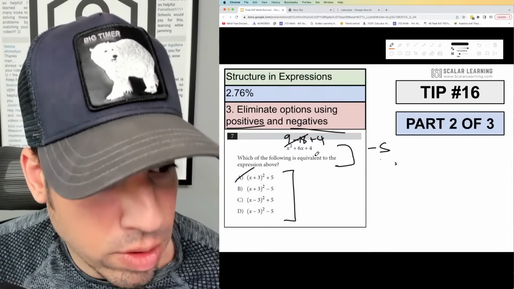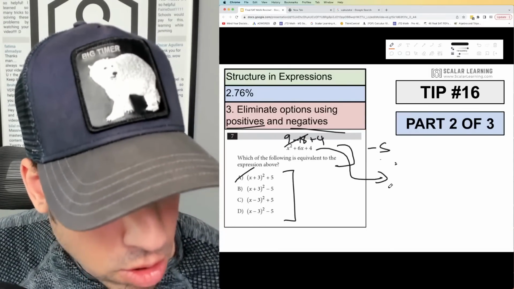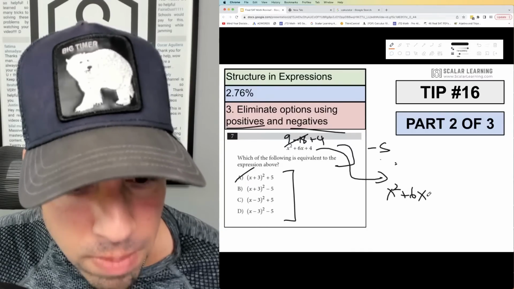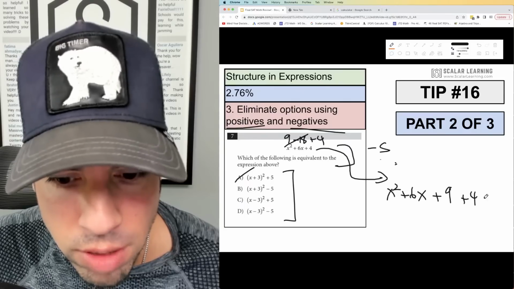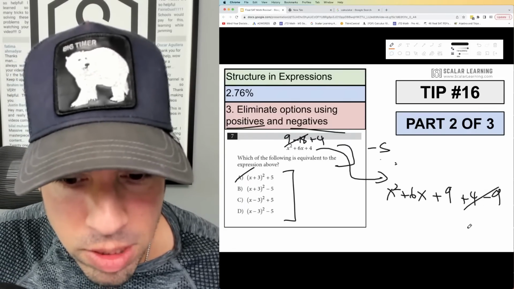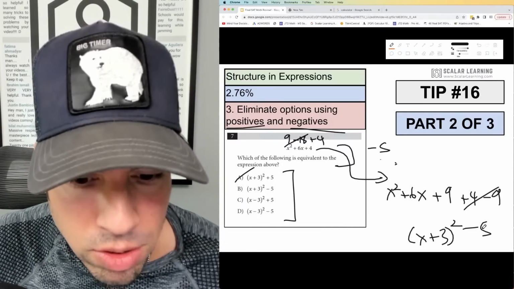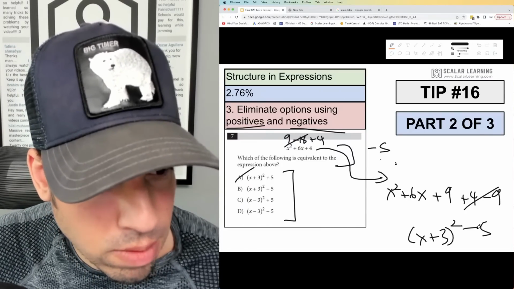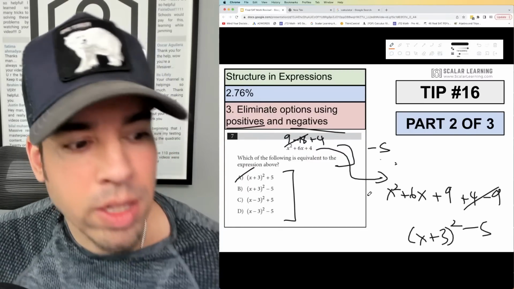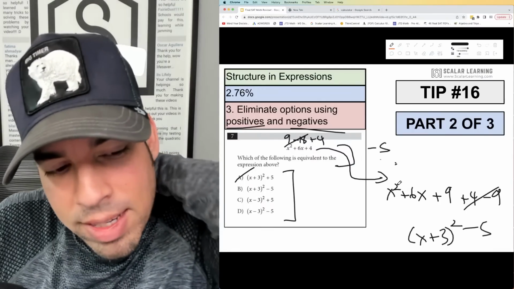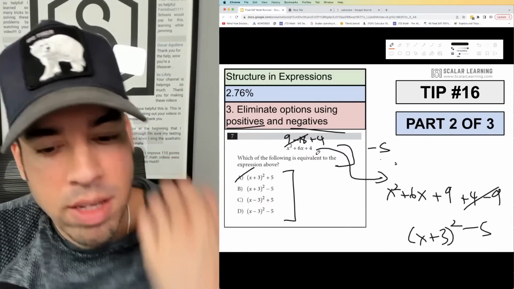Which of the following is equivalent to the expression above? I'm just going to complete the square and reverse engineer this. This is the actual way they want you to do it. You add half of this value squared, which is 9, but then you also have to subtract it, and then this becomes minus 5, and it becomes (x + 3) squared minus 5. Oh, sorry, my bad. I don't know why I miscalculated that. Yeah, it is that one.